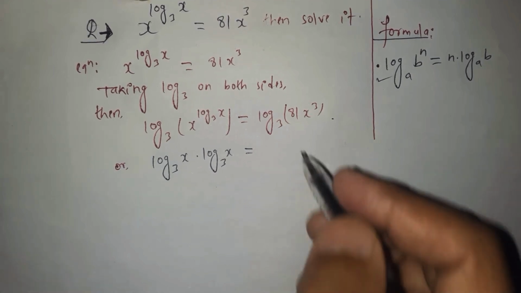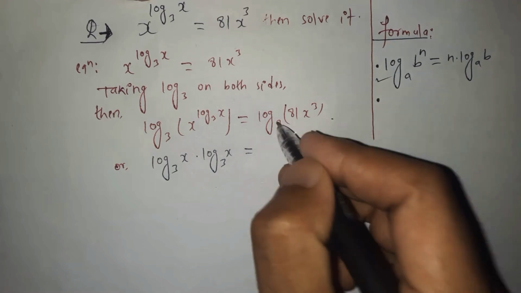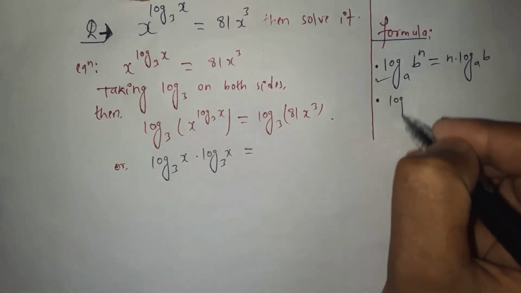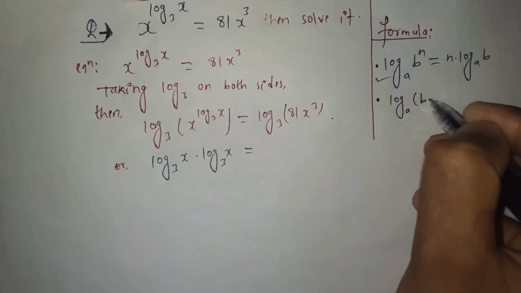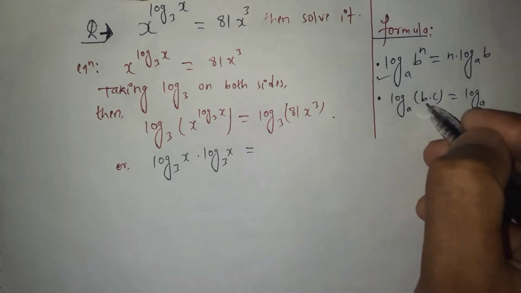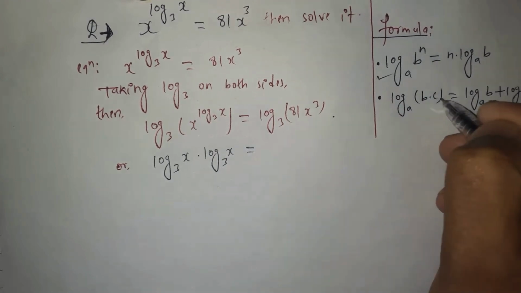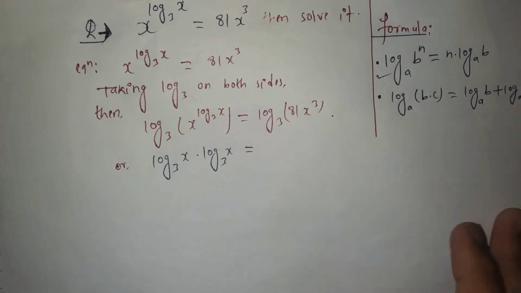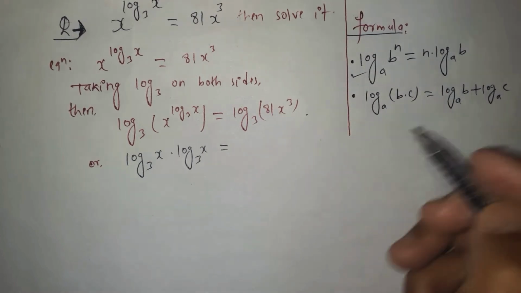Then this is equal to, here we can use the product formula. We have the formula of the product: log with base a of the product of the numbers b and c is the same as log with the same base of the first number b plus log with the same base of the second number c. This is the product law of the logarithm. Please memorize these two formulas.